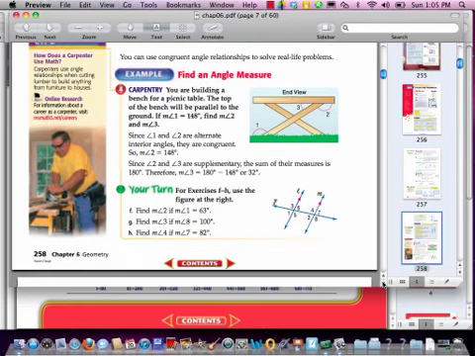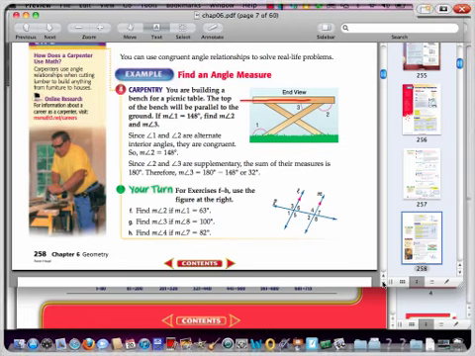All right, let's take a look at this last example here. You're a carpenter and you're building a bench for a picnic table. The top of the bench will be parallel to the ground. So guess what we have? We have parallel lines. That's good. If the measure of angle 1 is 148 degrees, find the measure of angle 2 and angle 3.